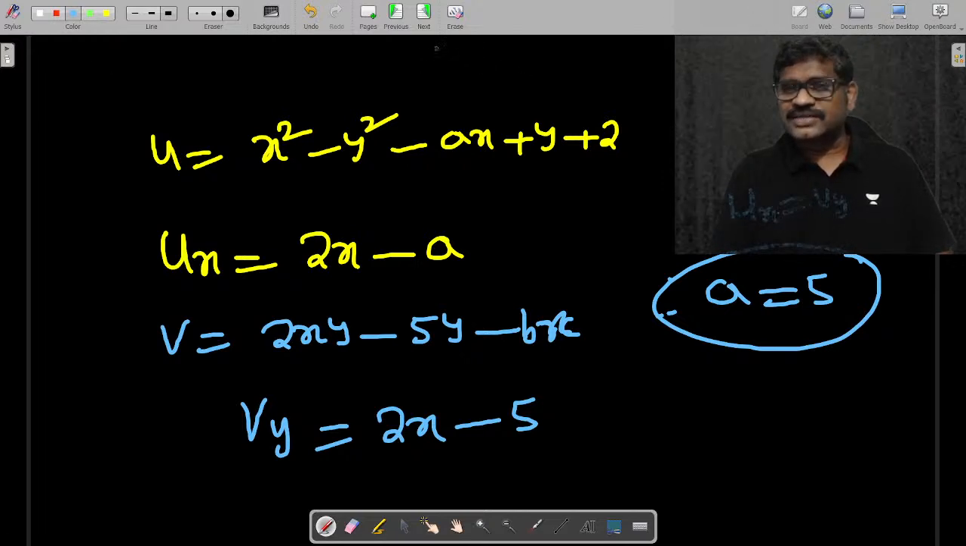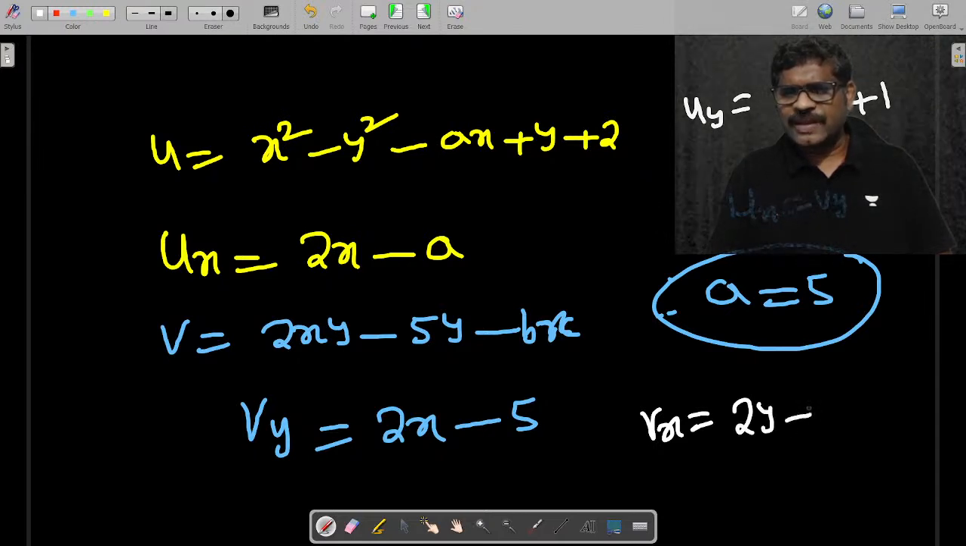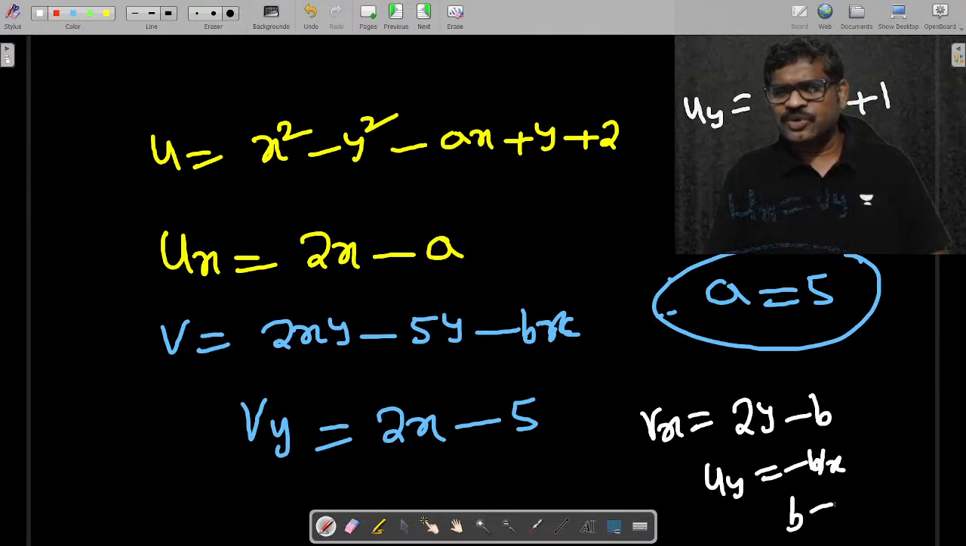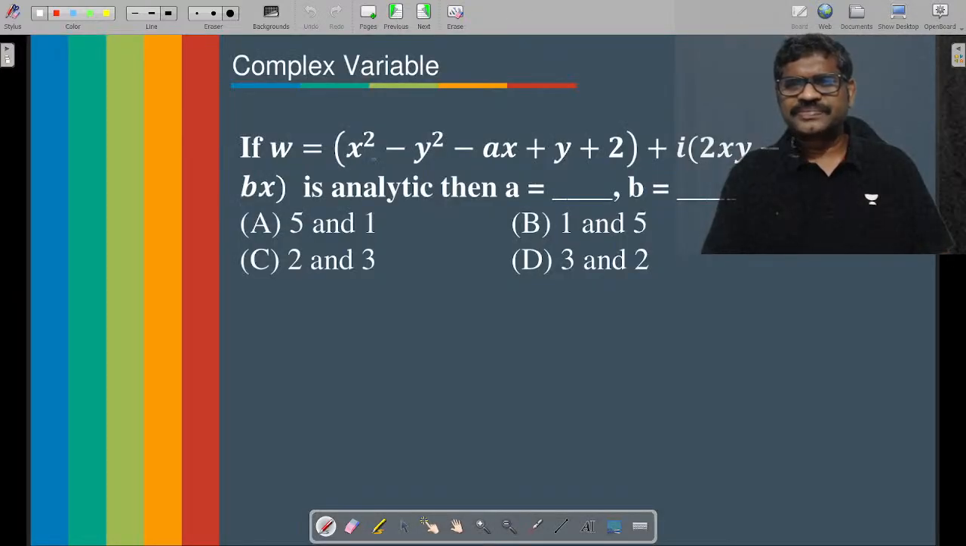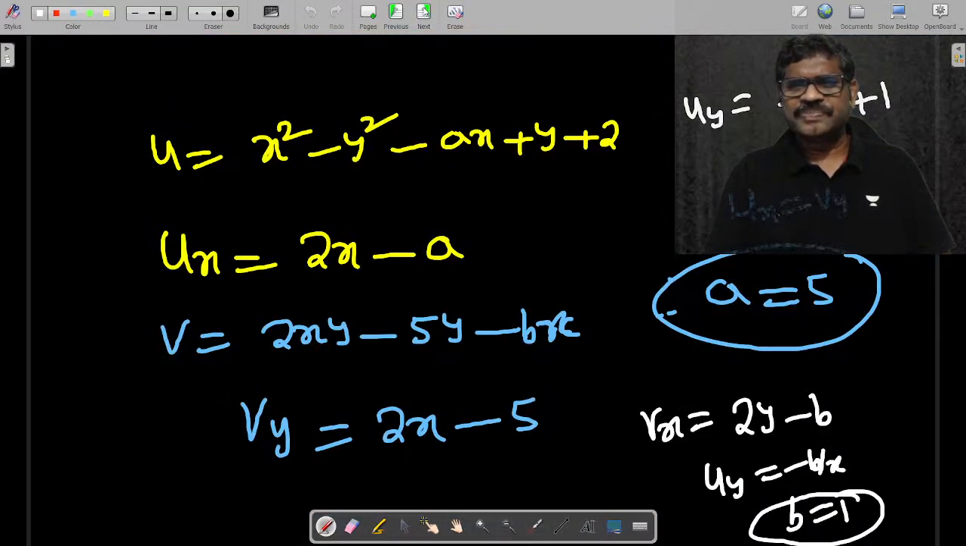Next, another CR equation, uy. If you calculate uy, it is minus 2y plus 1. vx is 2y minus b. Therefore uy equal to minus vx, so b is equal to 1. a is 5 and b is 1. You have to calculate the a value and b value. So the correct answer is a is 5, b is 1.